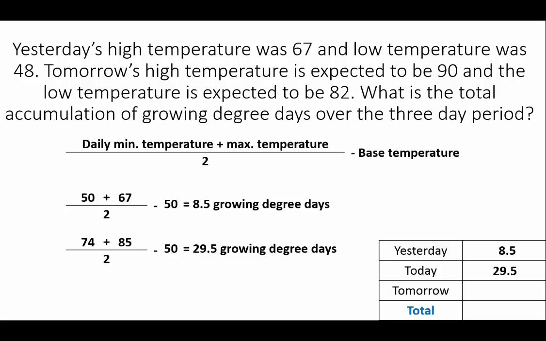Next, let's look at tomorrow's growing degree days. 82 is in the range, but 90 is not because it is higher than 86. We replace 90 with 86, and let's plug these numbers in. 82 is our daily low temperature, and 86 replaces 90 as our daily high temperature. So 82 plus 86 divided by 2 minus 50 gives us a total of 34 growing degree days that we expect to accumulate tomorrow. So our total accumulation for the 3 days is 8.5 plus 29.5 plus 34, a total of 72 growing degree days accumulated over the 3-day period.